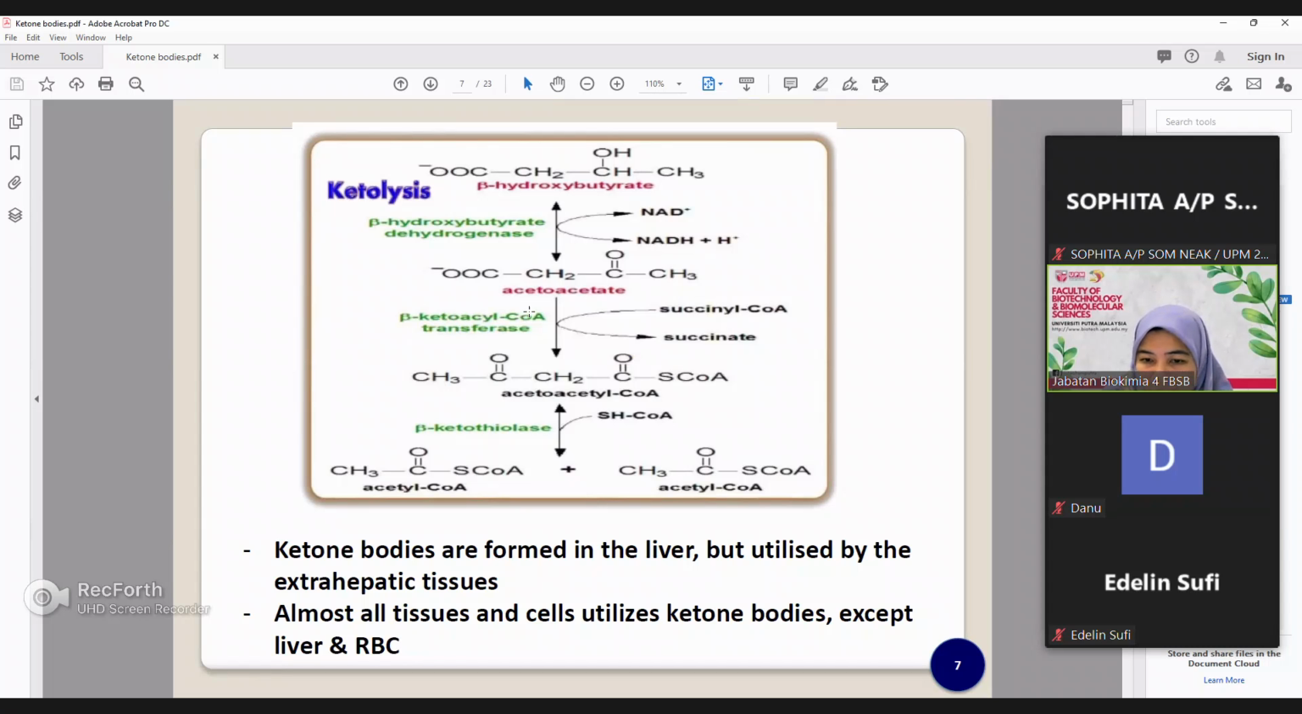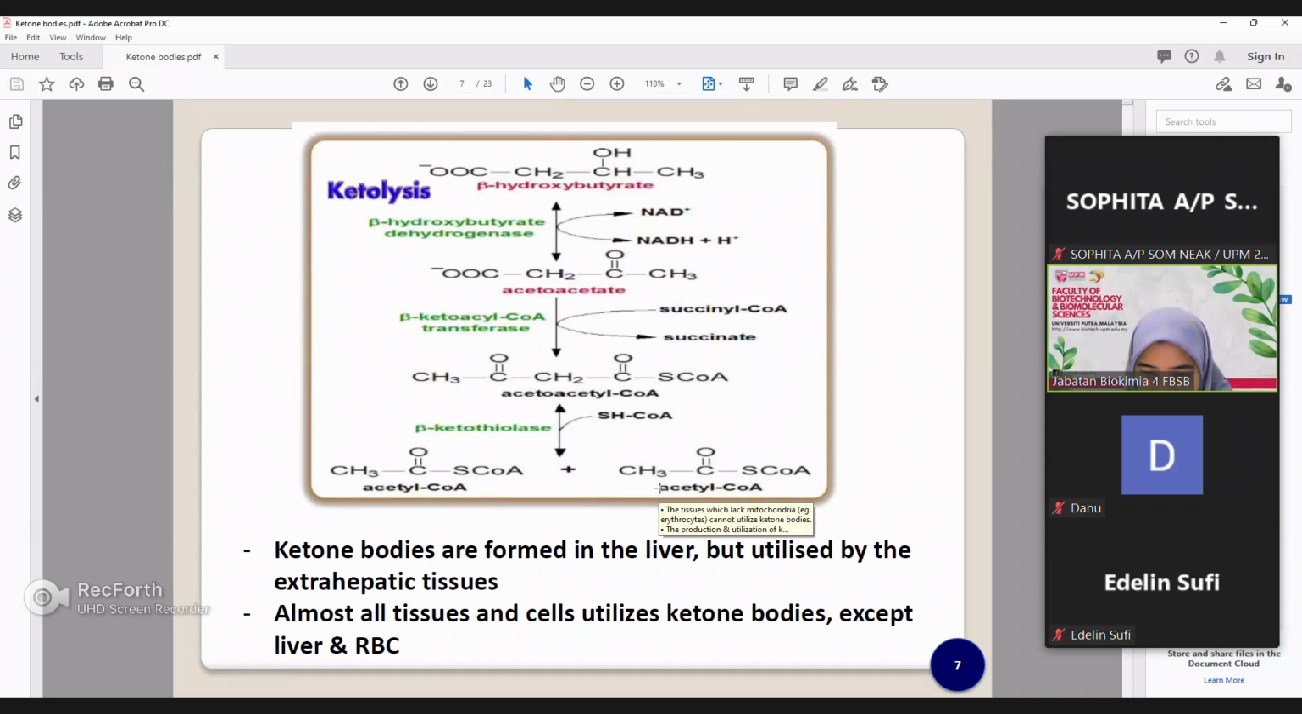Okay, itu keto acyl CoA transferase, or the specific name is succinyl-CoA 3-ketoacid-CoA transferase. Or you can find in certain books it is called SCOT, succinyl-CoA transferase. So liver doesn't have this enzyme, which is important to break down the ketone body. So that's why liver cannot utilize ketone bodies.